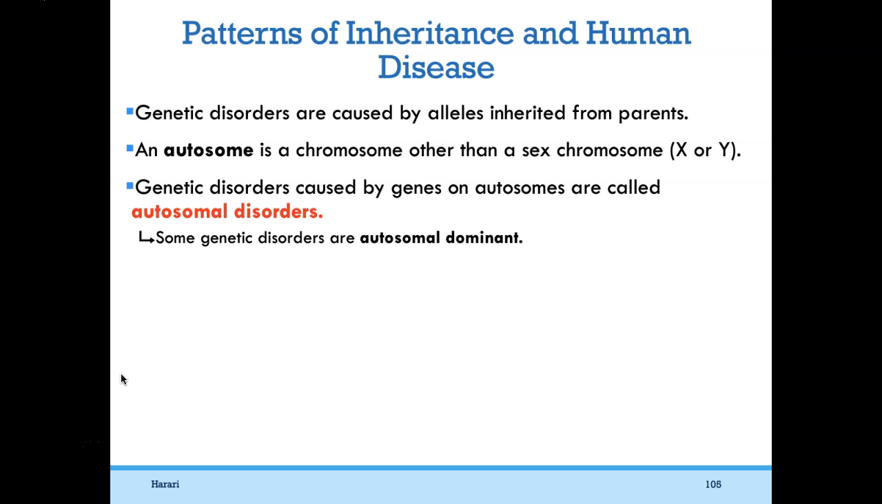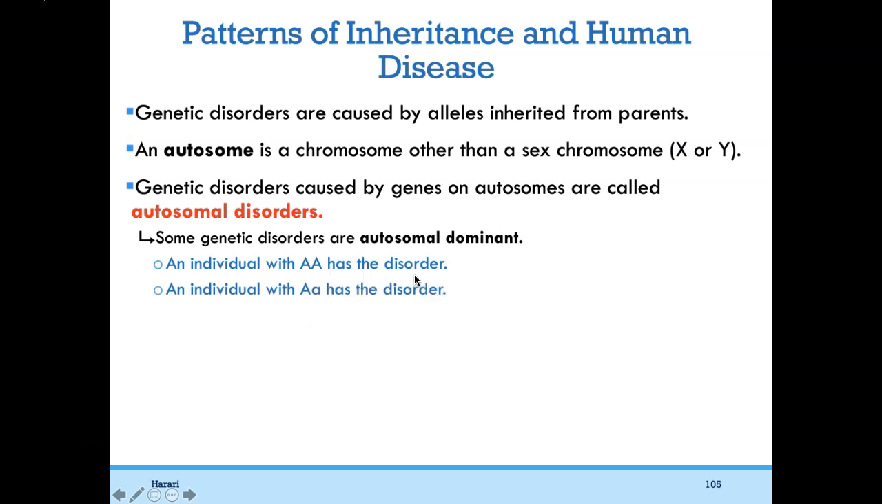Some genetic disorders are autosomal dominant. What this means is that this gene is on an autosome. An individual with big A has the disorder, as does somebody with big A, little a, right? Even one copy of the big letter is enough to have the disorder. Only an individual with little a will not have an autosomal dominant disorder, right?